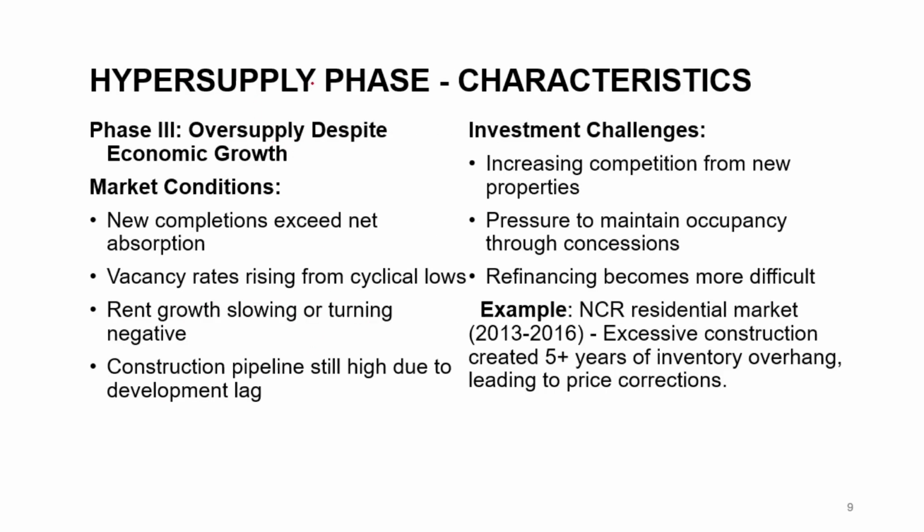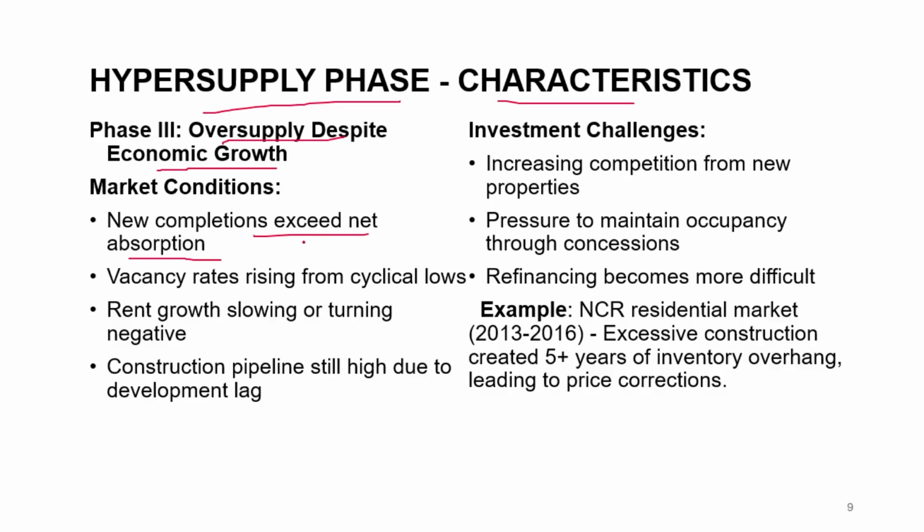Then we have the hyper supply phase. Here you see, after they realized that things had started in the positive direction and there was huge demand, of course, people started their projects, and multiple people started projects, and because of that, in a few years there was hyper supply which came in, and because of this hyper supply, new completions exceed the net absorption.